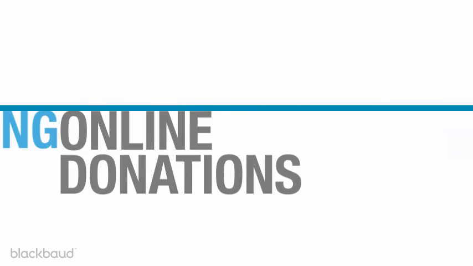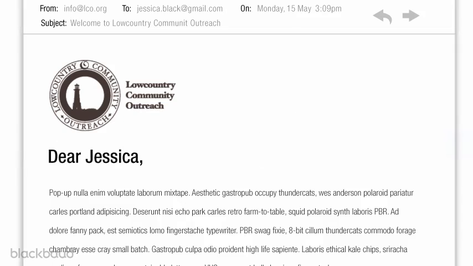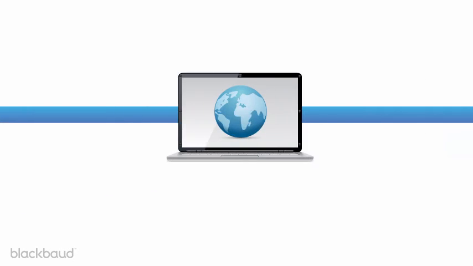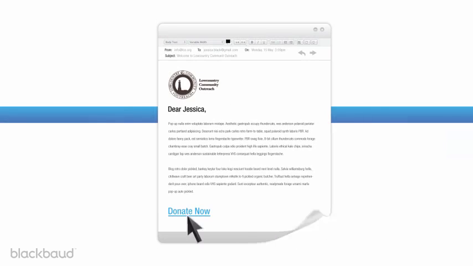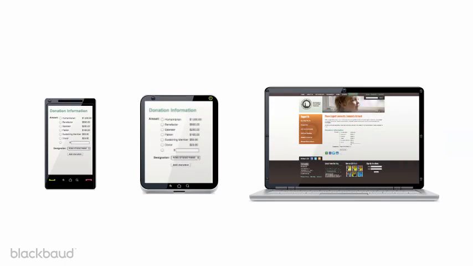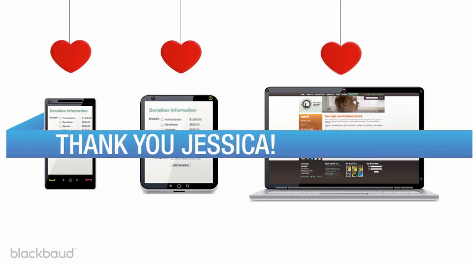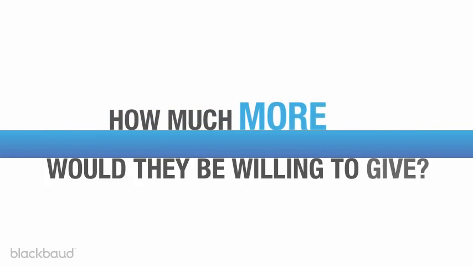How effective is your not-for-profit organization at maximizing online donations? What if you could send targeted, personalized emails to your supporters that truly inspire them to give online the way they want to, regardless of device, and then immediately acknowledge their generosity so they know you really care? How much more would they be willing to give?